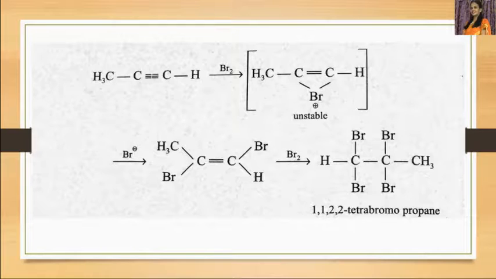Here, 3 carbons are there, propane. So first carbon 2 bromines, second carbon 2 bromine atoms. Thus it is 1,1,2,2-tetrabromopropane, the final product obtained when propane is treated with bromine. Okay, this is halogenation with addition of halogen.